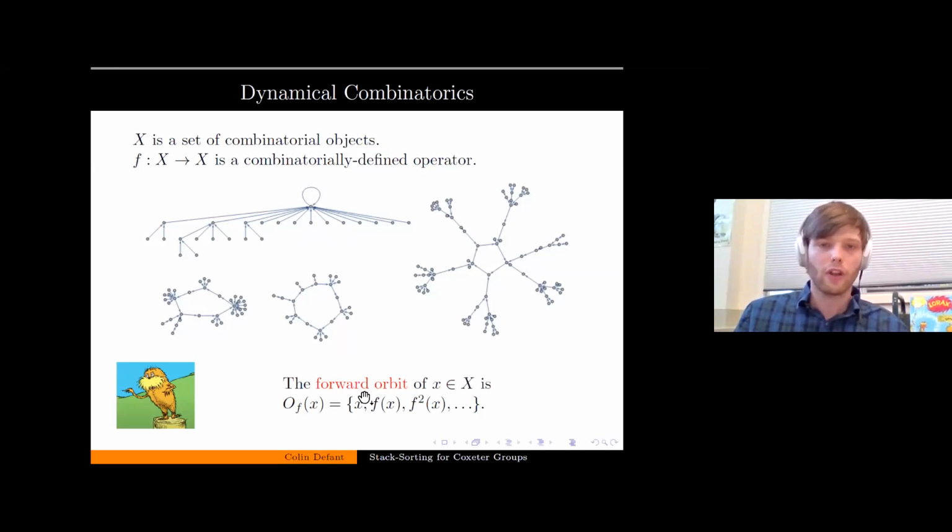Before I go any further, I'll just make this definition. The forward orbit of an element x of our set X under the map f, denoted O sub f of x, is the set x, f of x, f squared of x, dot, dot, dot, where f to the i is the ith iterate of f. Even though I have the dot, dot, dots here, this is often going to be a finite set because the f to the i of x's are going to start repeating themselves if we get into a periodic cycle.